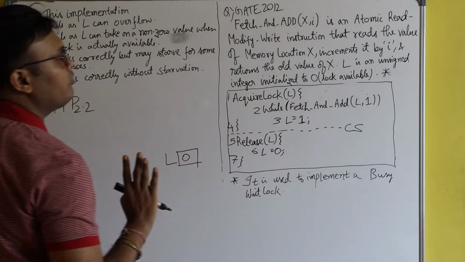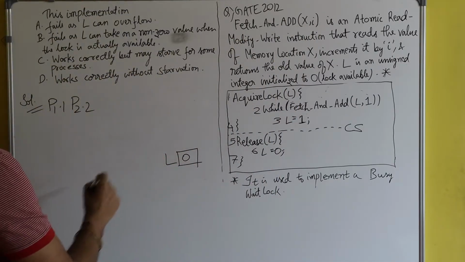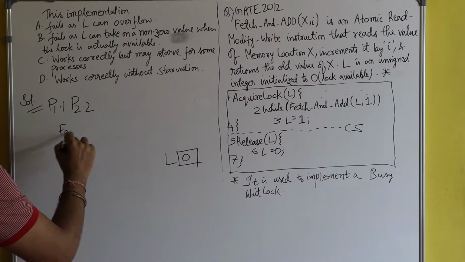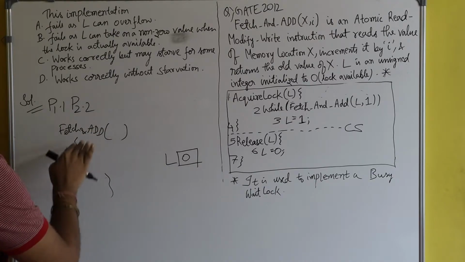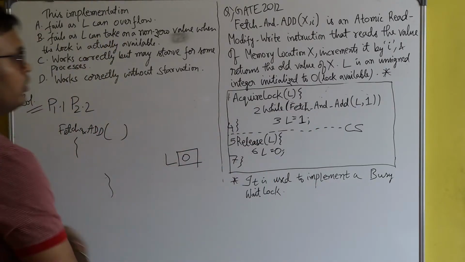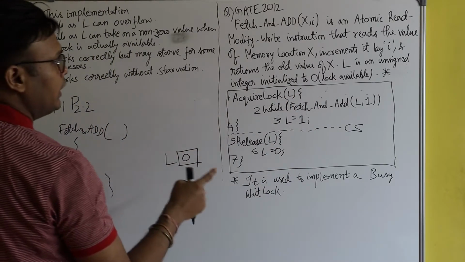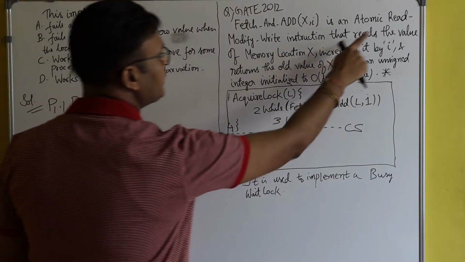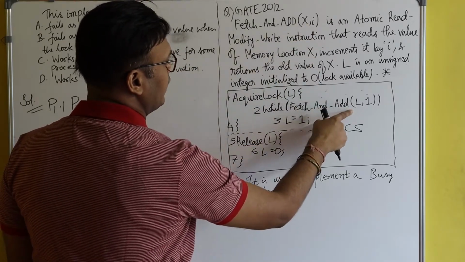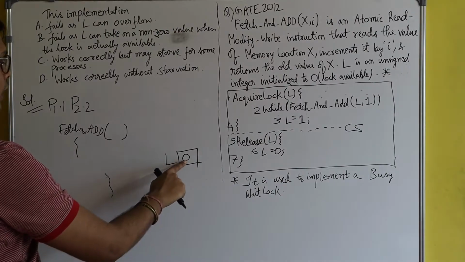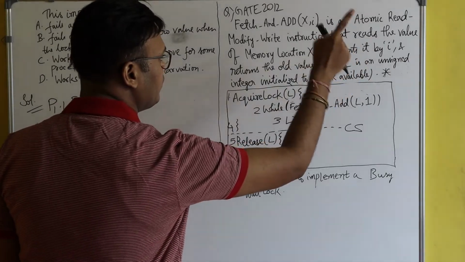What's the definition of fetch and add, as already written in the question? Suppose the fetch and add function is defined here. What will this function return? First, see what this function will do. It reads the value of the memory location x. Here x corresponds to L, so it will first read the value of L. The value of L is 0, then it increments it by i.